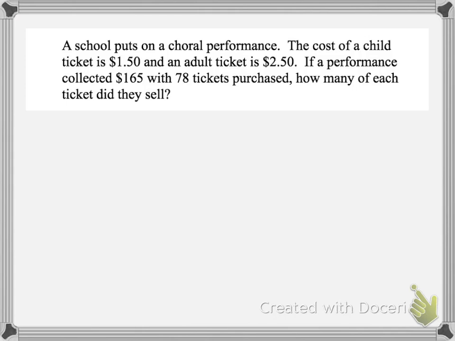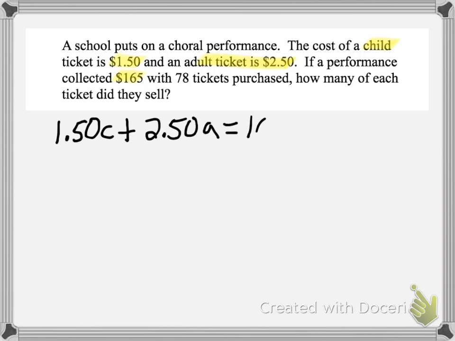Alright, so again, the first thing that we want to go through and do, let me switch that color there, is I notice I have a consistent money here. So child's ticket is $1.50, adult ticket is $2.50, and I brought in a total of $165. So that's going to make one of my equations. So $1.50 for C, $2.50 for A, equals a grand total of $165.